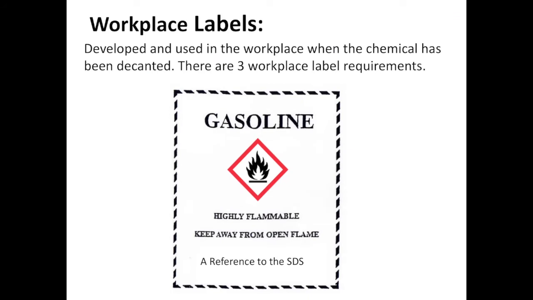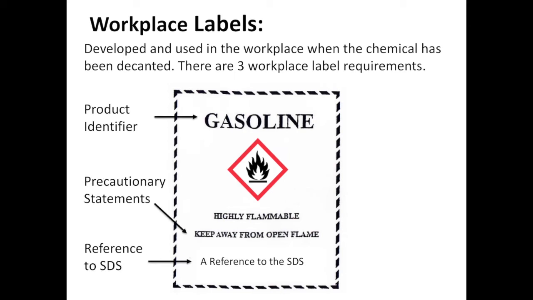Workplace labels are labels that are developed in the workplace and are used when the chemical has been decanted, so it's been transferred out of its supplier container into a new container. And there are only 3 workplace label requirements. These requirements are product identifier, the same type of identifier as in the supplier label, precautionary statements, again, as described in the supplier labels, and a reference to the safety data sheet. And this can be as simple as a statement saying, please refer to the safety data sheet for more information.